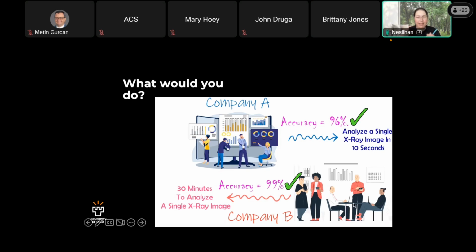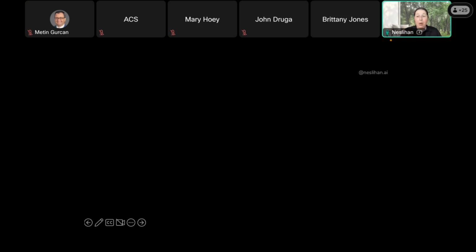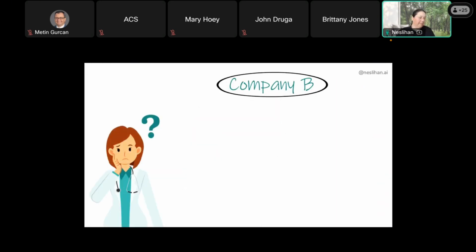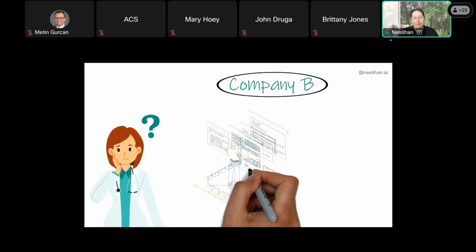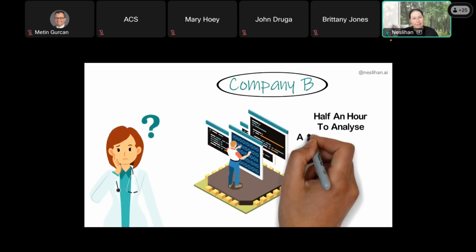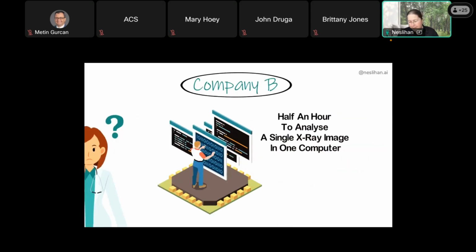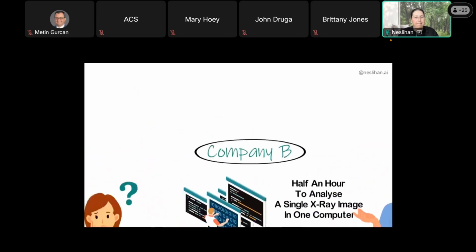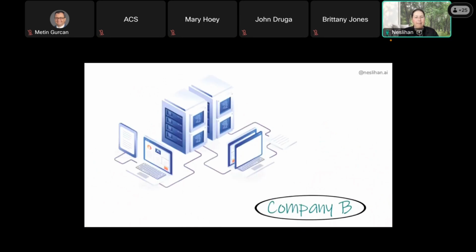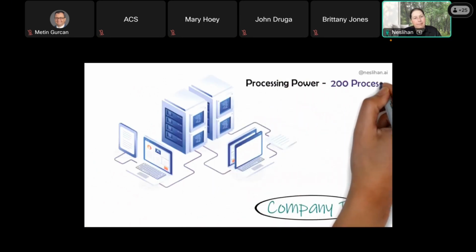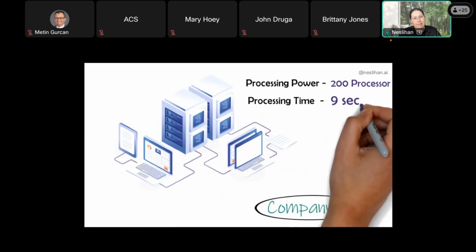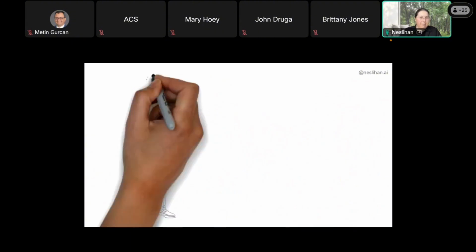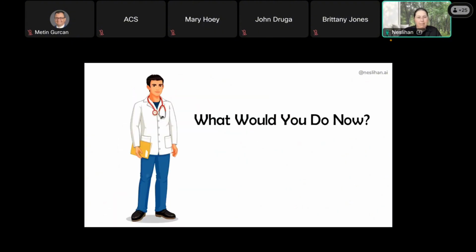So you started thinking, and the representative of company B offers something else. Unfortunately, we have a very slow algorithm and it takes half an hour to analyze a single X-ray image on one computer. But who cares about the processing time? We achieve 99% accuracy. We could run our algorithm on a super powerful server that is equal to the processing power of 200 processors, and the processing time could drop to 9 seconds. We can build the server for you for free as long as you use our software. Okay, now things seem to change. What would you do now?